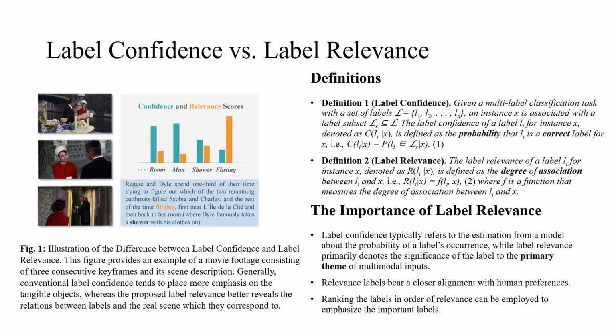Traditional multi-label recognition methods focus on label confidence, which is the probability that a label is correct for a given instance. However, this overlooks the importance of label relevance, which measures how significant a label is to the context. For instance, in a movie scene, the label car might be less relevant than car chase. By focusing on label relevance, our method better aligns with human preferences, emphasizing important labels over less significant ones.